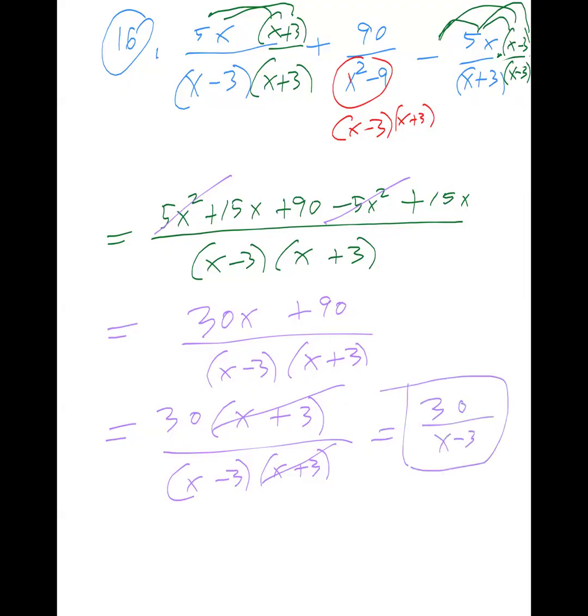Pretty sweet. So did you realize that we took the huge problem and we simplified it all the way down to just two small things, 30 divided by x minus 3? Is that pretty cool? So that was pretty cool.